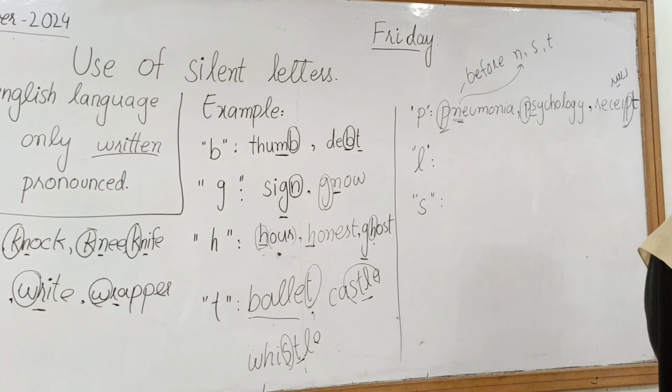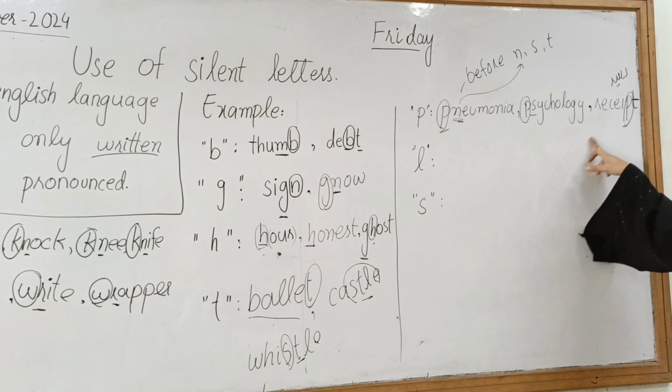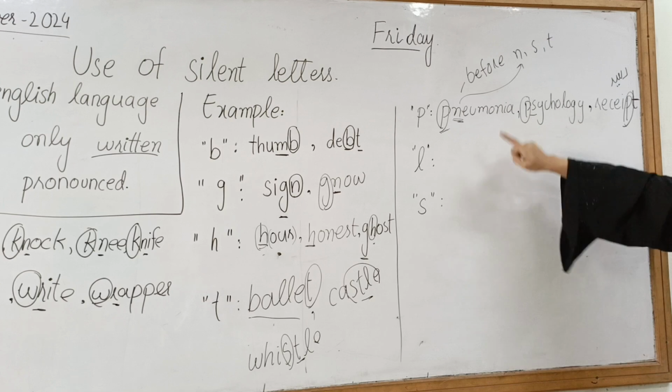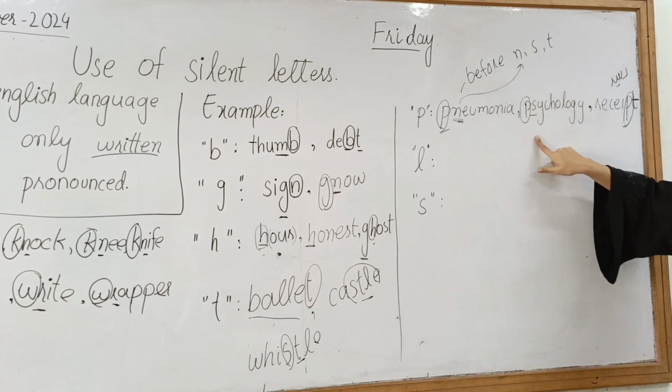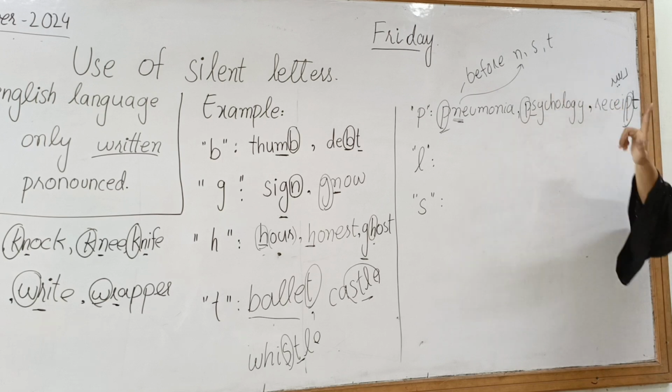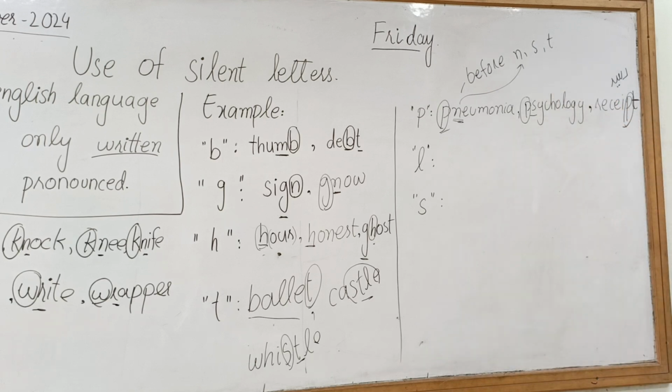Most of you pronounce it with the P. Don't use the P. It's not pronounced with the P, it's receipt. Okay. So P is silent before N, as in pneumonia, it's silent before S as in psychology, and it's silent before T as in receipt. Okay, now we'll move towards the second last letter, L.